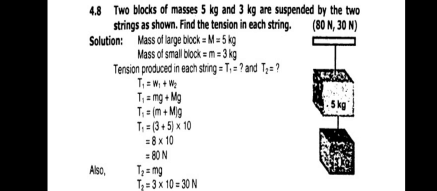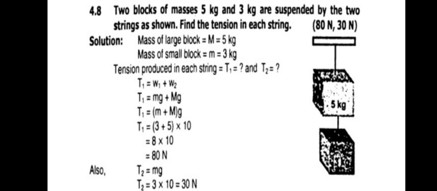Now question 4.8, two blocks of masses 5 kg and 3 kg are suspended by two strings as shown in the figure. Find the tension in each string. Here you are asked to find the tension in each string. You will find the tension by two procedures. In one procedure you will find T1 and in the second one T2.